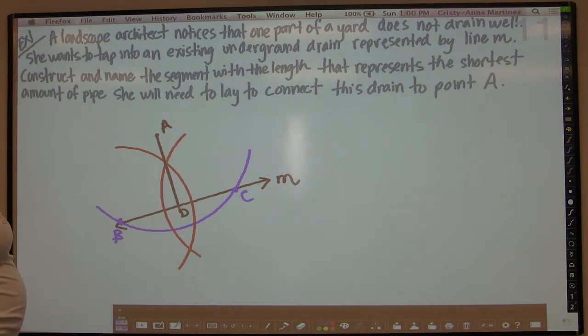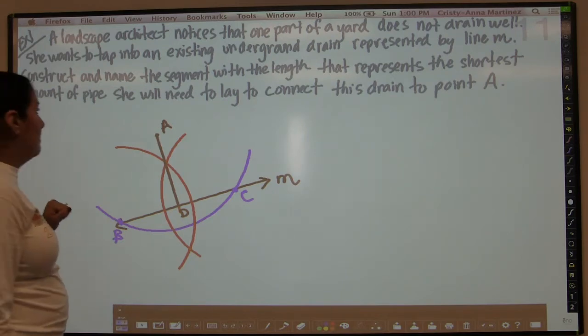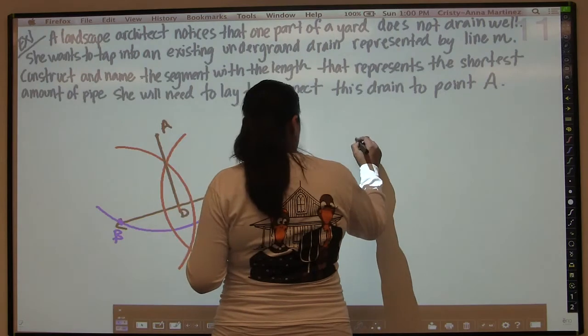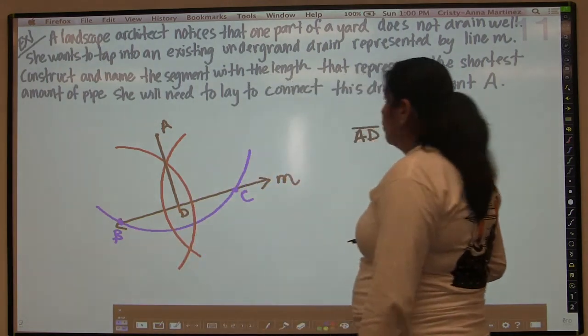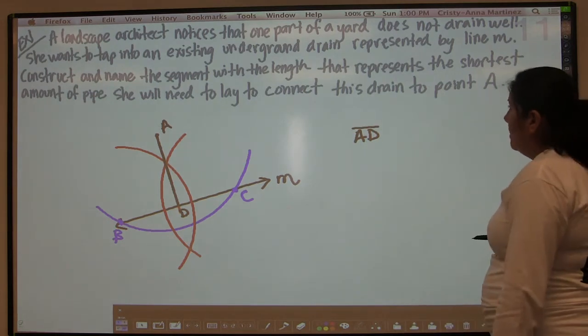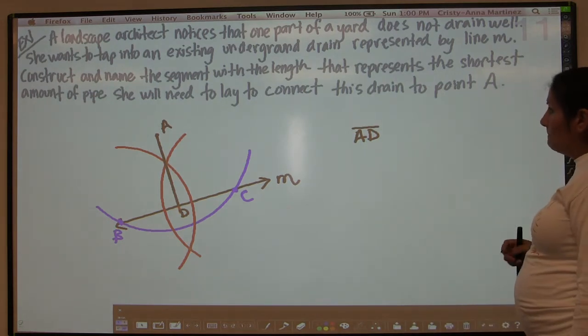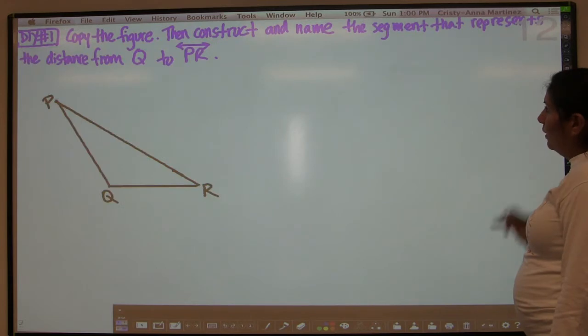So it said in the example to construct, which we did, and name the segment. So the segment is going to be AD. And that will represent the shortest amount of pipe that she will need to lay to connect the drain to point A.